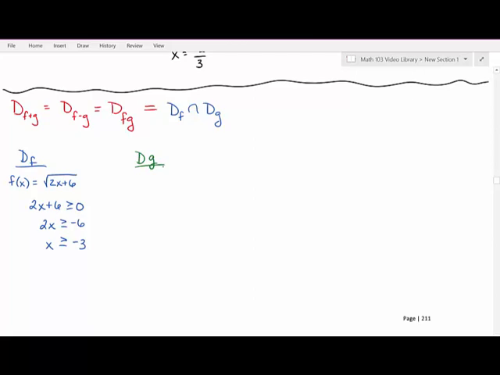We need to find the domain of g. g of x is equal to 3x plus 2. Since we don't have a variable in the denominator of a fraction or under an even indexed radical, the domain here is all real numbers.